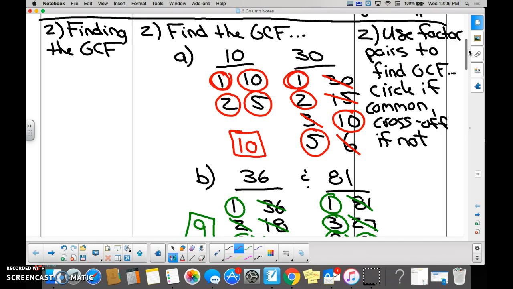So 10 has a 1 in common. Our 10 and 30 have 1 in common. 10 and 30 have 2 in common. 10 and 30 have 5 in common. 10 and 30 have 10 in common. So all of the factors of 10 actually are factors of 30 as well. If they don't have something in common, we cross them off, right? Yes. You end up with finding the biggest one.